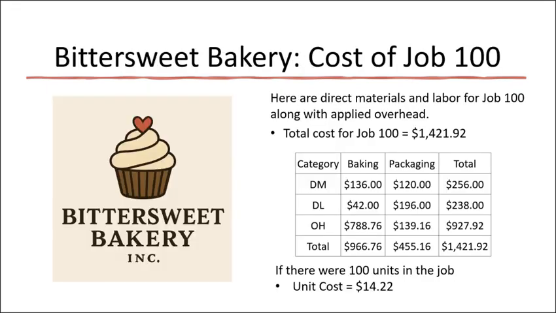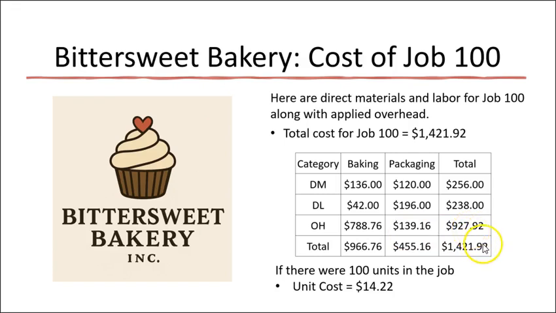Now let's pull it all together. Job 100 also has these costs. DM, direct materials in baking of 136, packaging of 120, for total direct materials of 256. Direct labor in baking, 42. Direct labor in packaging, 196, for a total of 238. The overhead that we just calculated for baking would be $788.76. For packaging would be $139.16. Altogether, total applied overhead, $927.92.